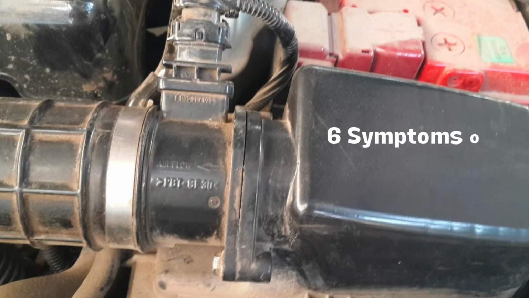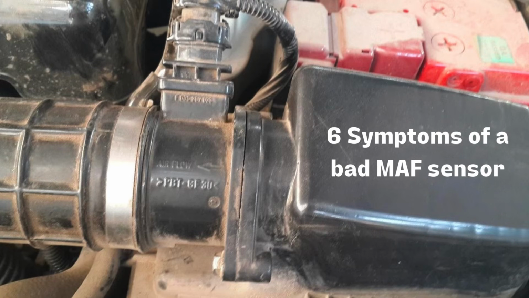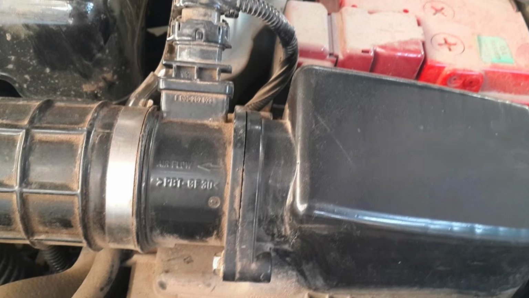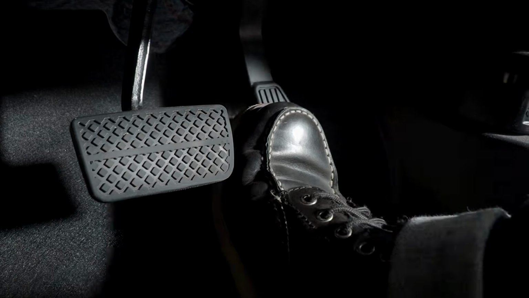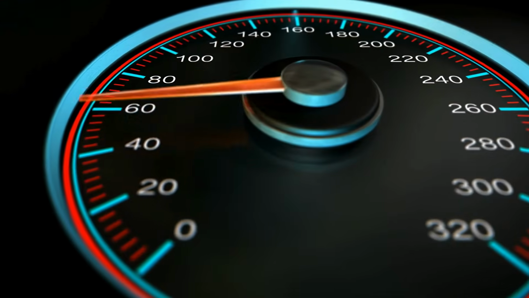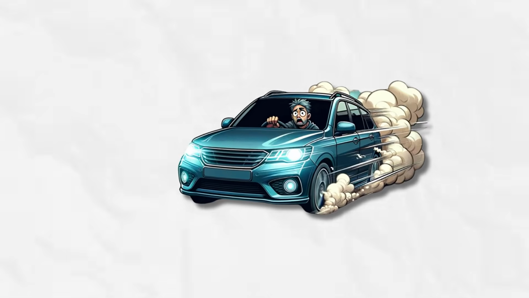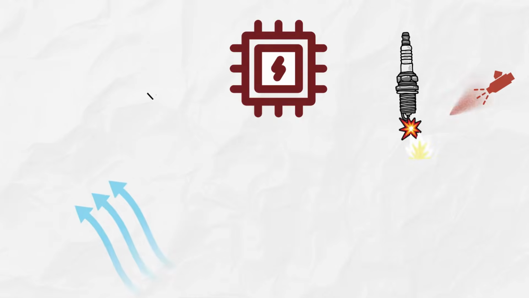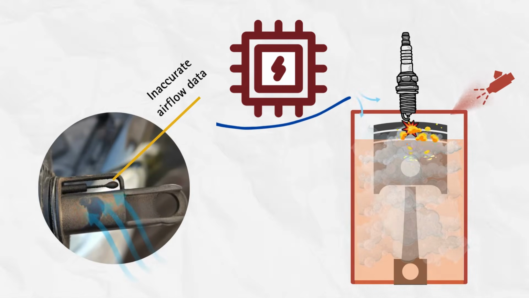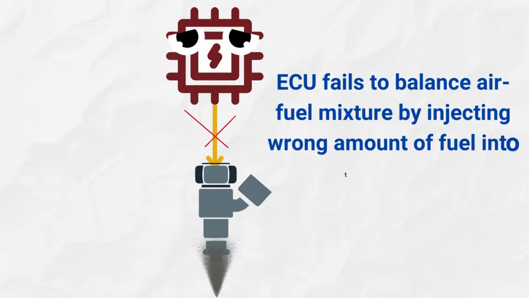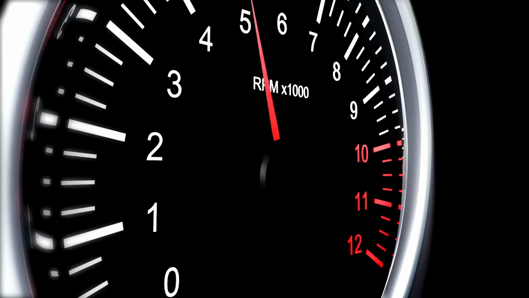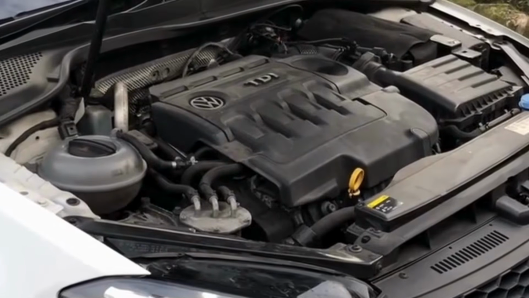Now, let's discuss 6 common symptoms of a malfunctioning mass airflow sensor. Symptom 1: lack of power. When you press down on the accelerator pedal expecting a smooth surge of power, the engine instead responds sluggishly and hesitantly. This is because the malfunctioning mass airflow sensor is providing inaccurate data about the airflow into the engine. The computer struggles to properly balance the fuel mixture, leading to surges and lack of power as you try to speed up.